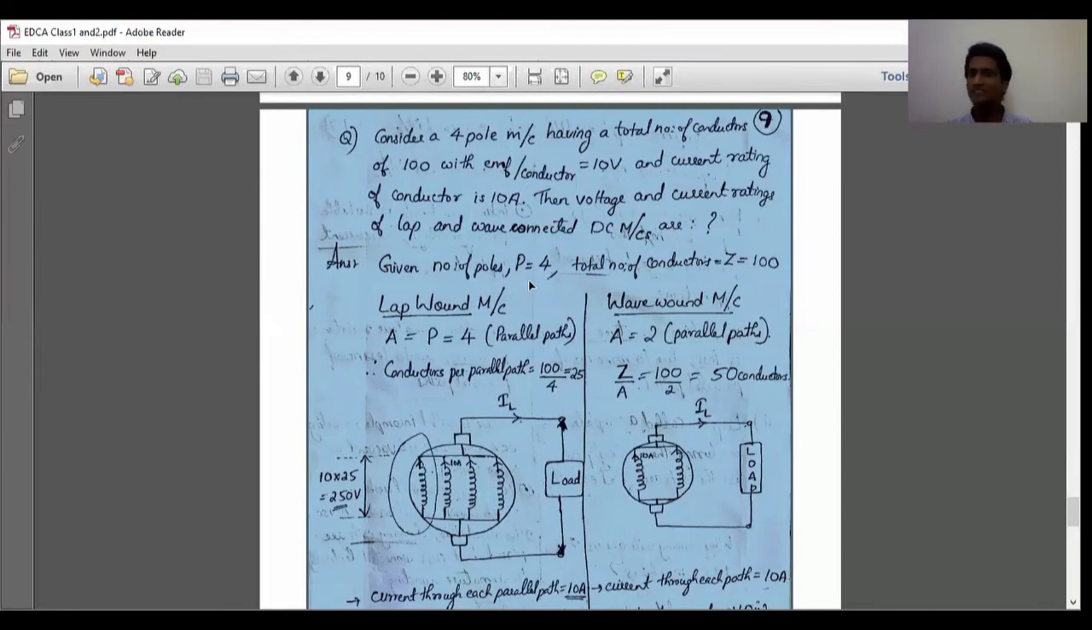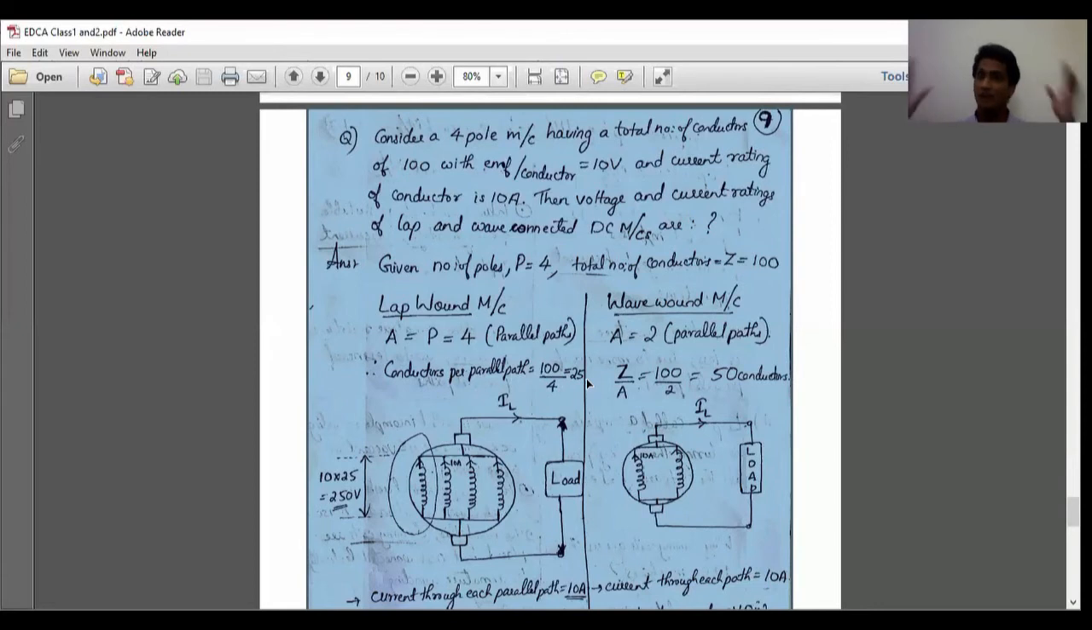In lap wound machines, we have already studied that the number of parallel paths will be equal to P. Number of parallel paths is equal to P, and in this case, P is equal to 4. Clear? Also in the question it is given that the number of conductors is equal to 100. Therefore, total conductors per parallel path will be 100 by 4, that's equal to 25.